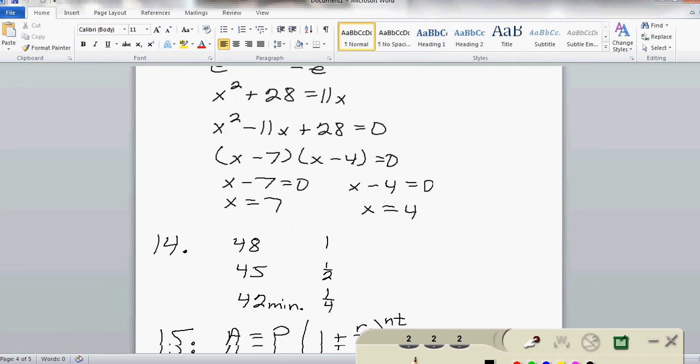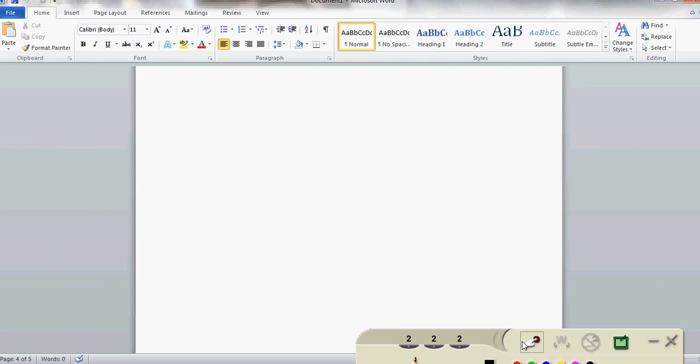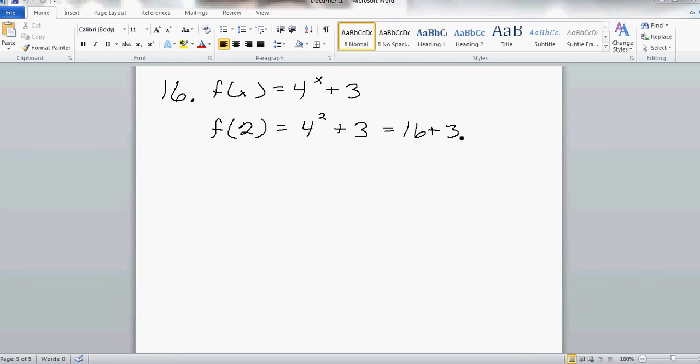And finally, example number 16. We have f of x equals 4 to the x power plus 3. First question is, what is f of 2? Well, that's pretty simple. F of 2 is 4 raised to the 2nd power plus 3, which is 16 plus 3, or 19. So we've answered the first question.